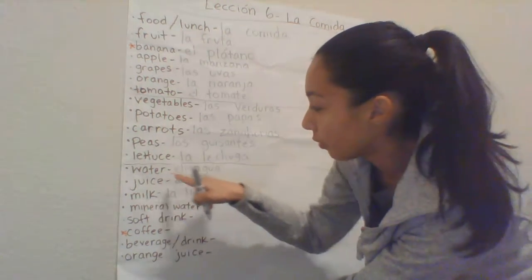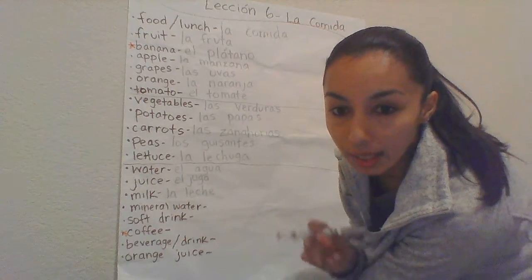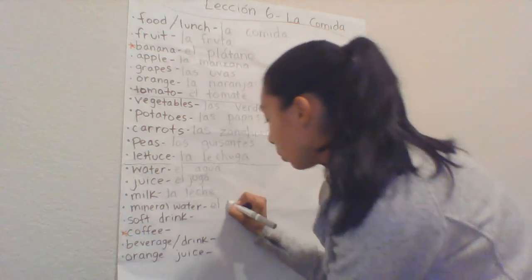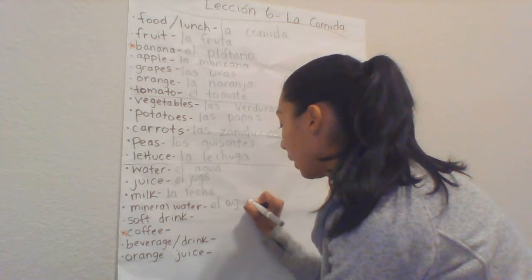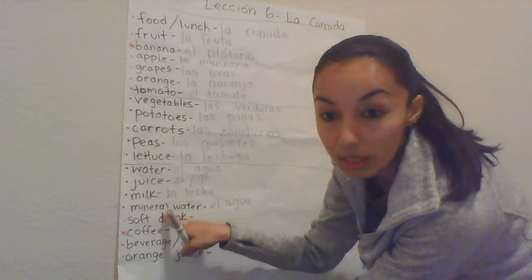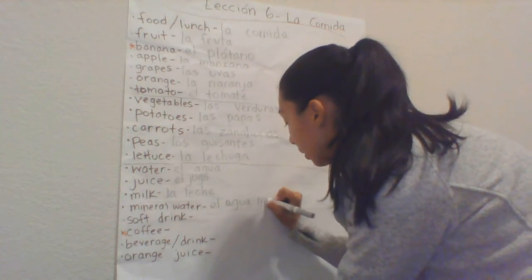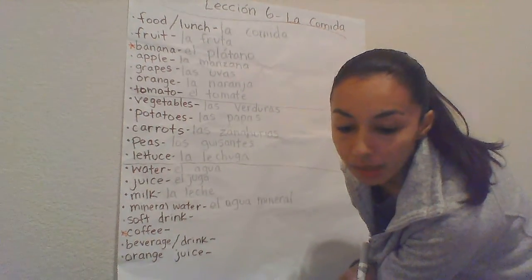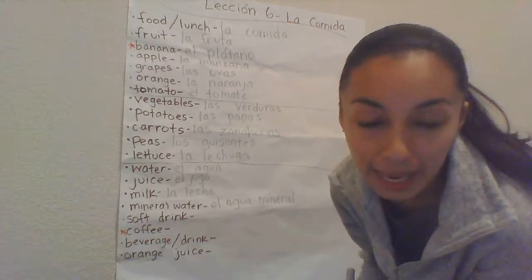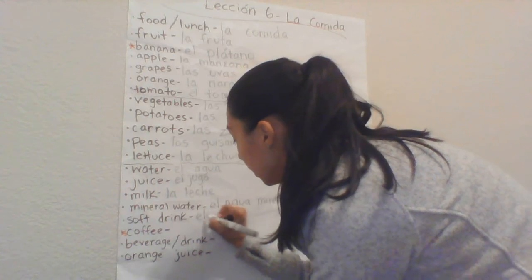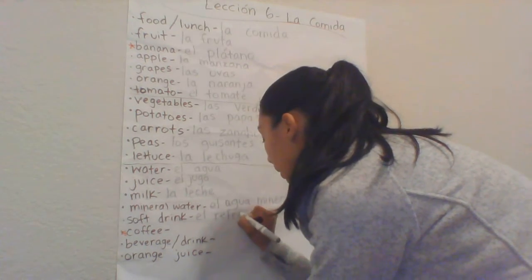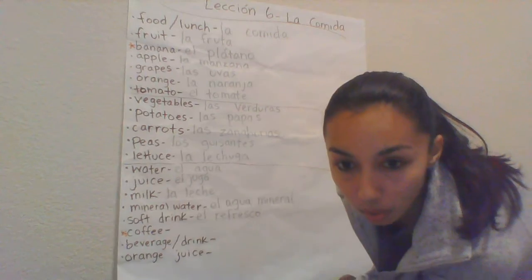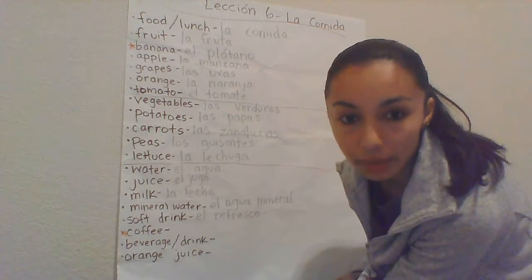Mineral water, we're going to use kind of part of just water and say mineral water. El agua mineral. We're going to write el agua, which is water. Agua. And then the Spanish mineral is spelled just like the English. El agua mineral. Mineral, so the same. Soft drink is el refresco. El refresco is a soft drink.